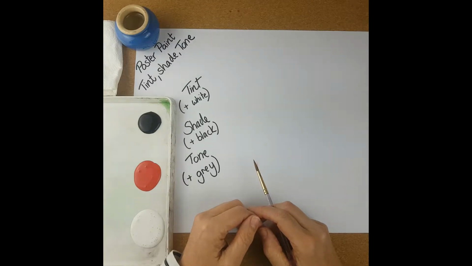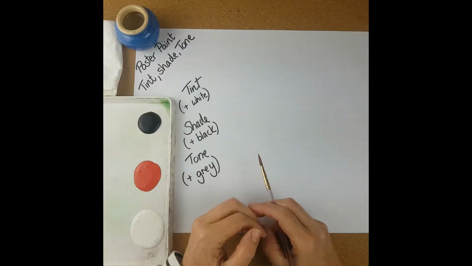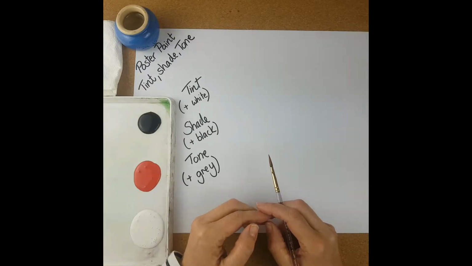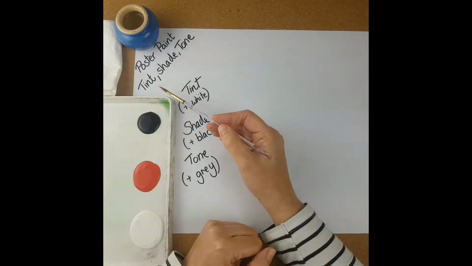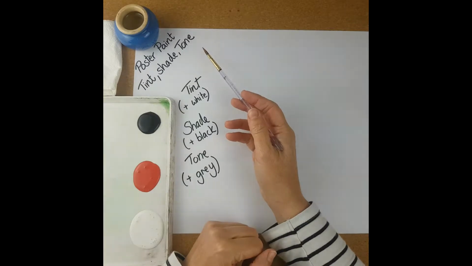Okay, so this is the second of our poster paint colour mixing videos, and now you've learnt to make your primary, secondary and tertiary colours. I'm going to show how you can adapt those colours even further by making tints, shades and tones.